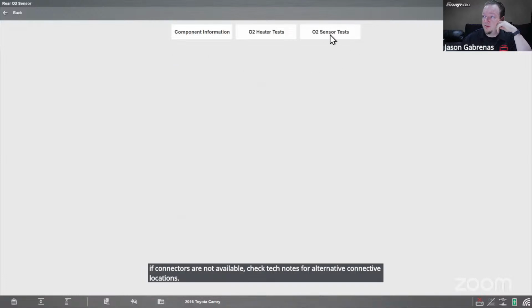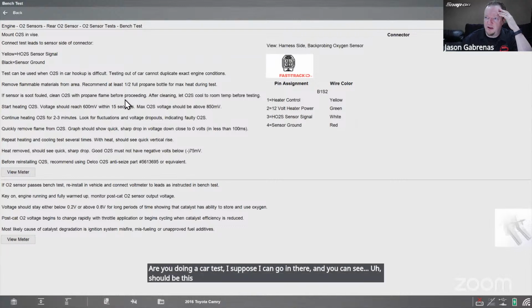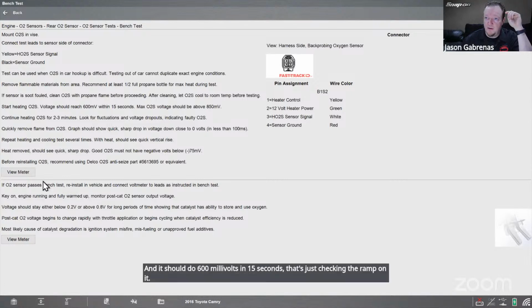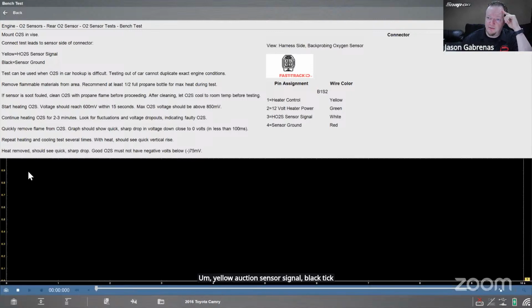So if I wanted to do, say, a sensor test and like a bench test, or you can do an in-car test, I suppose, I can go in there and you can see it should be this. Add some propane, and it should do 600 millivolts in 15 seconds. That's just checking the ramp on it, basically. Yellow oxygen sensor signal, black sensor ground, heavy meter. We could do this in the car too, and just check the voltages.